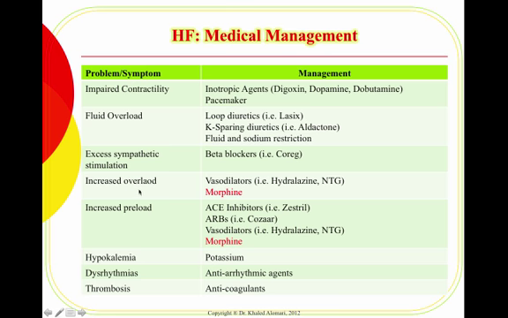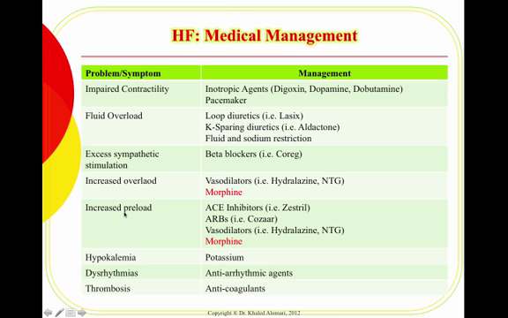Again, we have an increase in the afterload and the overload. Remember, the afterload is the resistance that the left ventricle has to overcome, so it comes from the vasoconstriction of the blood vessels. So that's why we use vasodilators to treat that, and we have hydralazine and nitroglycerin. And also we can use morphine. Morphine is great because it relaxes both ventricles, so it actually decreases the preload and the afterload.